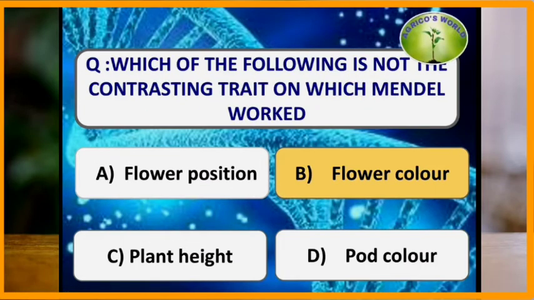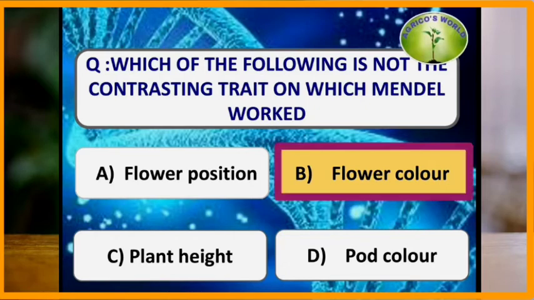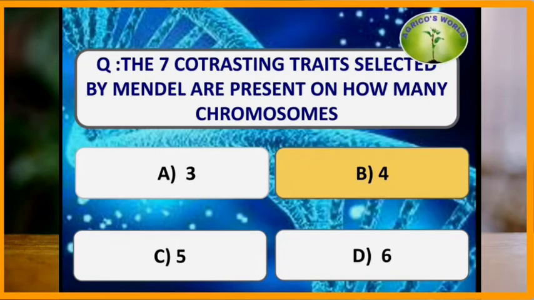Which of the following is not the contrasting trait on which Mendel worked? From the given options, flower color is not the trait on which Mendel worked. Mendel worked on 7 pairs of contrasting characters. They are the seed shape, coat color, cotyledon color, pod shape, flower position and the plant height.